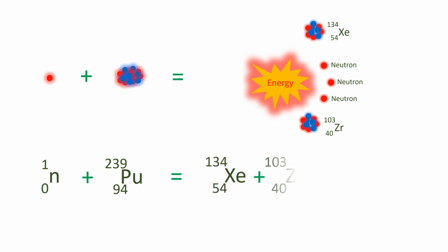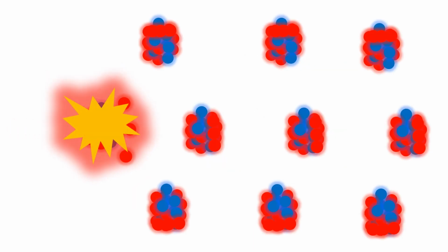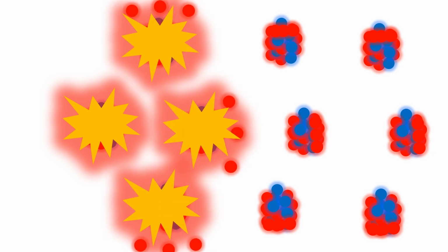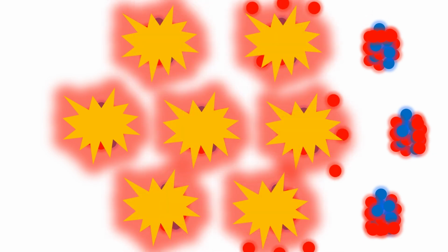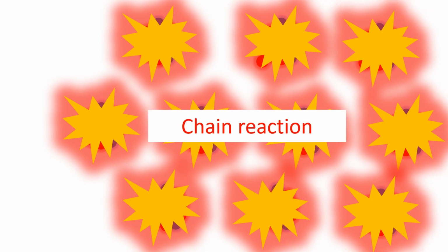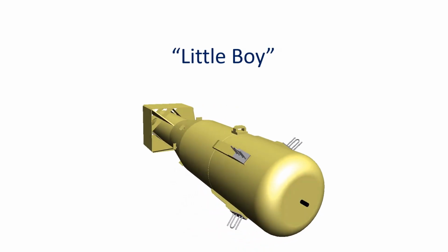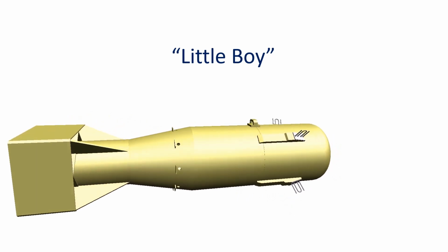The equation for this fission is as follows. The 3 neutrons released can collide with other plutonium nuclei, causing them to split and release more neutrons and energy. This creates an exponential chain reaction, which results in a powerful explosion. Plutonium-239 has a larger explosive yield compared to the uranium-235 used in the Little Boy.